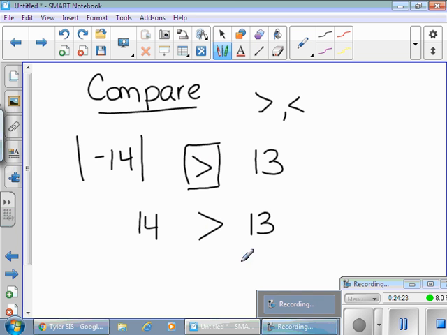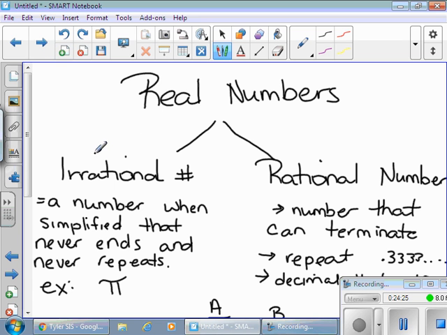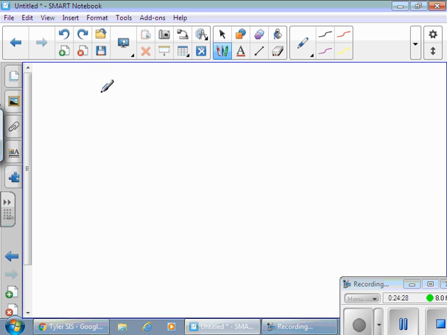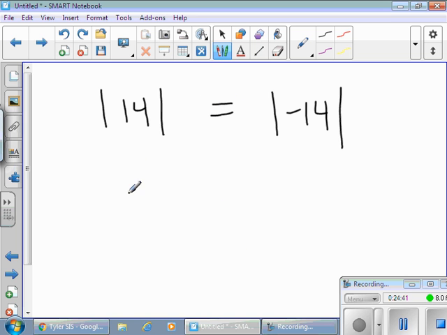Okay? So what if I have absolute value of 14 and absolute value of -14? They are the same. So that's equal. Okay? What if you have -12 and 12? Now, what's my difference between this problem and this problem? This one had absolute value.